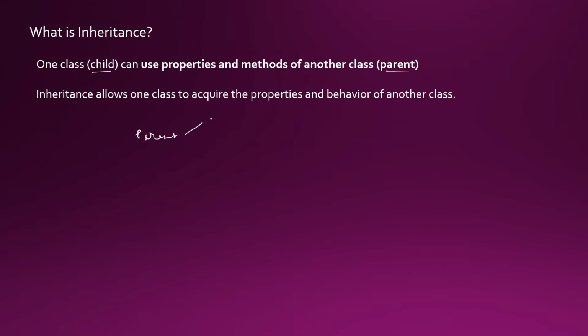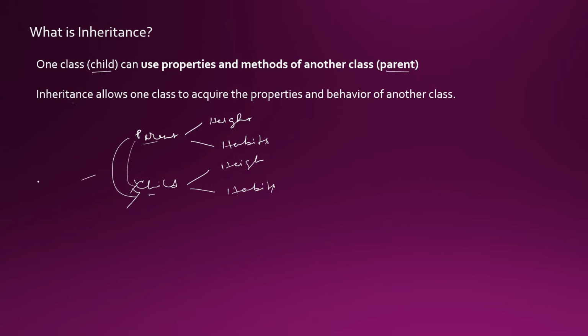For example, suppose we have parents. These parents have features like height and habits. Now the child can get the same height and can have the same type of habits, right? That means this child gets all the behavior and properties from its parents. We can say this child inherits all the properties from its parents. This is called inheritance.